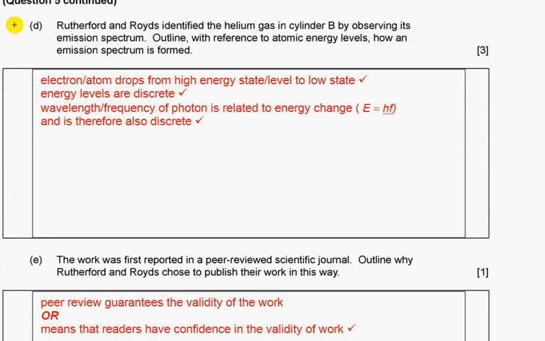Question 5. Rutherford and Royds identified the helium gas in the cylinder by observing its emission spectrum. Outline, with reference to atomic energy levels, how an emission spectrum is formed. An electron drops from a high energy level to a low energy level, and energy levels are discrete. The frequency of the photon is related to the energy change, and therefore is also discrete.